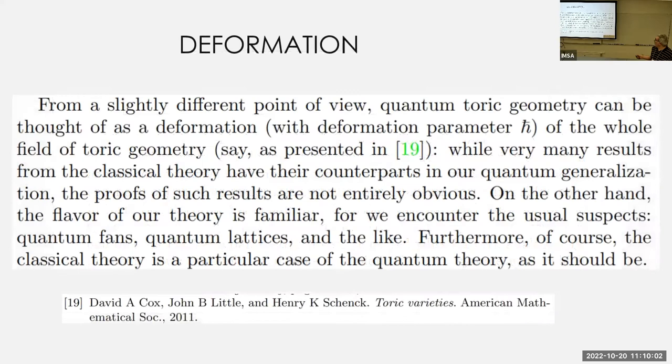From a slightly different point of view, quantum toric geometry can be thought of as a deformation of the whole field of toric geometry, with a deformation parameter h bar that will be very important in everything that follows. Many of the things that appear in these big thick books on toric geometry can be generalized to quantum toric geometry. While very many results from classical theory have their counterparts in the quantum generalization, the proofs of such results are not entirely obvious. It's an interesting generalization, not an entirely trivial one.